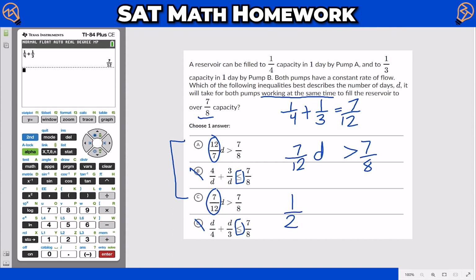So if I said, what's going to happen after 2 days? Well, you would intuitively multiply those and say, oh, after 2 days, once you multiply them, it's going to fill entirely one whole reservoir. So you multiply the number of days by the rate at which they're able to do so together. And again, we got our correct answer is C.